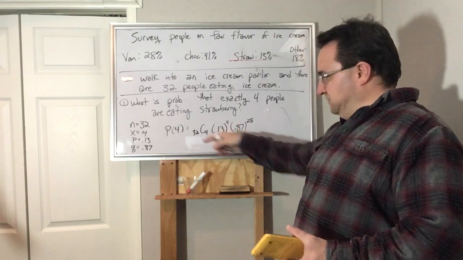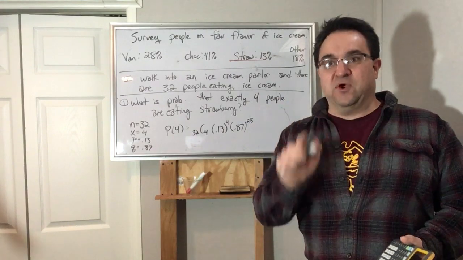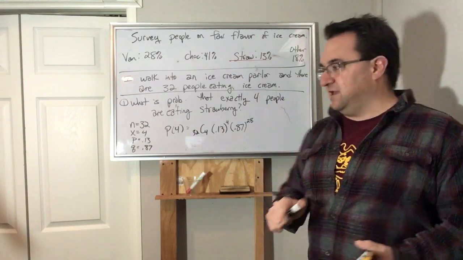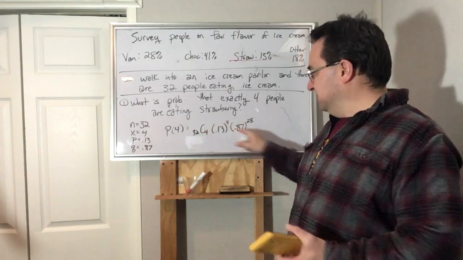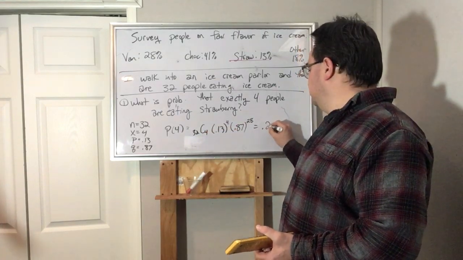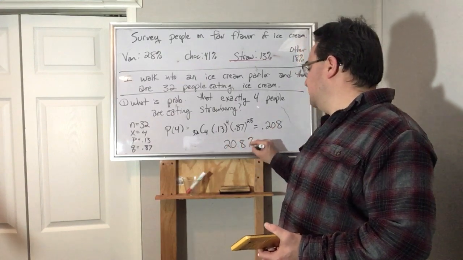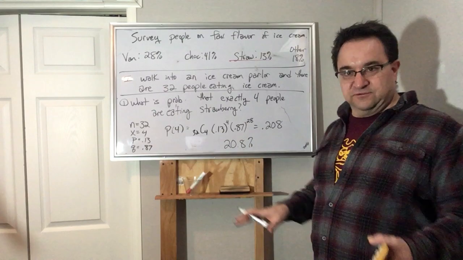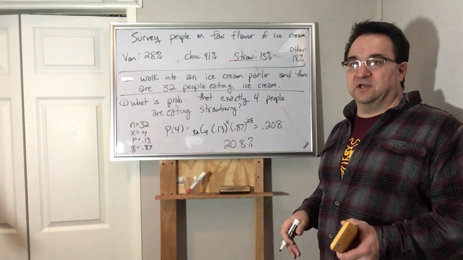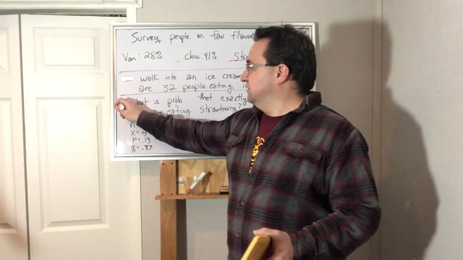And I just punch it in. See, once I get the numbers, you just punch it in your calculator. Definitely practice that before you take a test. Once I get the numbers, make sure I get the right answer. And when I plugged this in, I got 0.208. So almost a 21% chance that 4 of those people out of 32 would be sitting there eating strawberry ice cream. So we'll do number 3. Oops, this was question number 2.